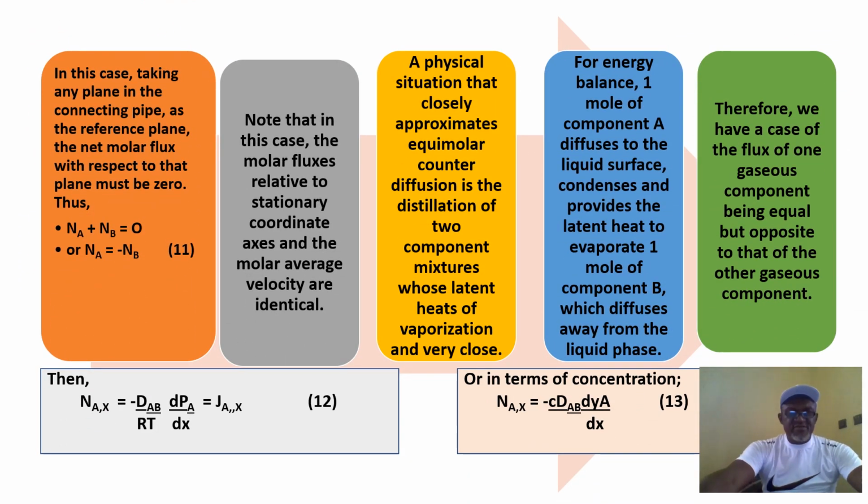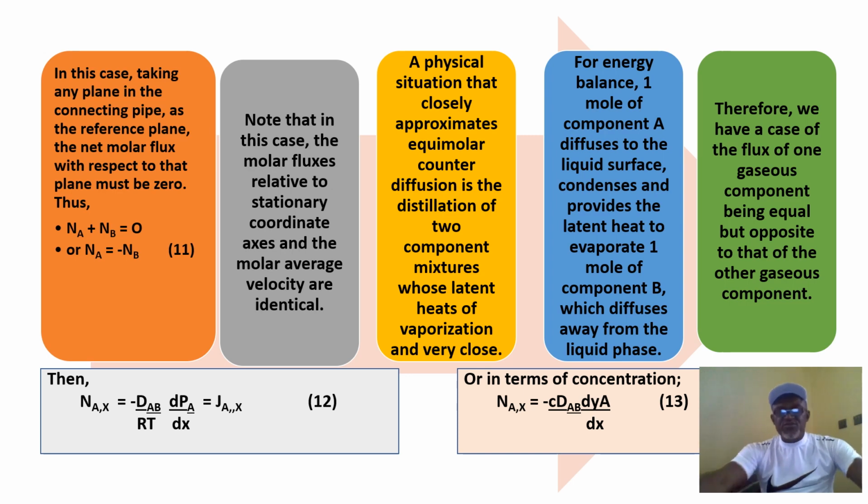Now, in this case, taking any plane, we're now trying to analyze that equimolar counter diffusion. Taking any plane, we'll have that NA plus NB will be equal to 0, which means NA will be equal to minus NB. Remember, it is opposite direction, and we're talking about flux. Of course, this is a vector quantity. Note that in this case, the molar fluxes relative to stationary coordinates axis and the molar average velocity are identical. So we're going to look at the equation there.